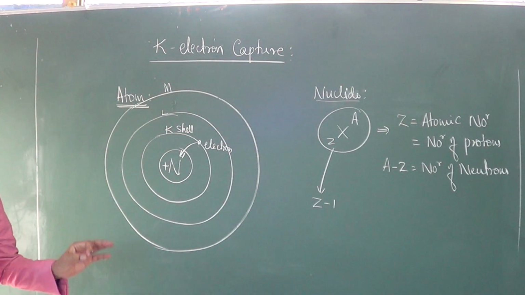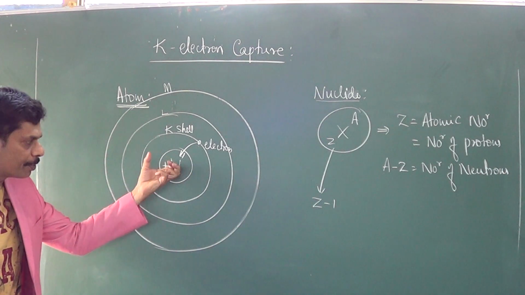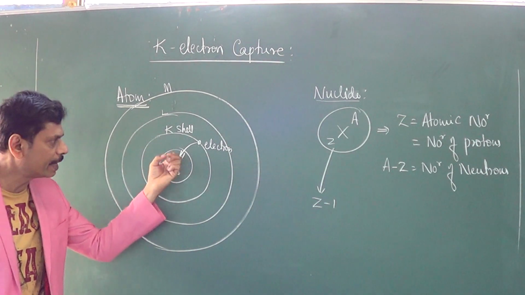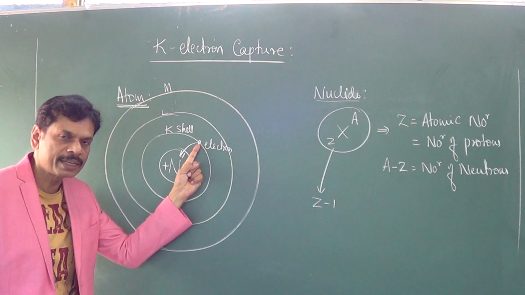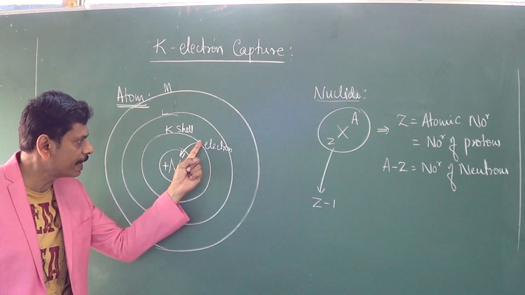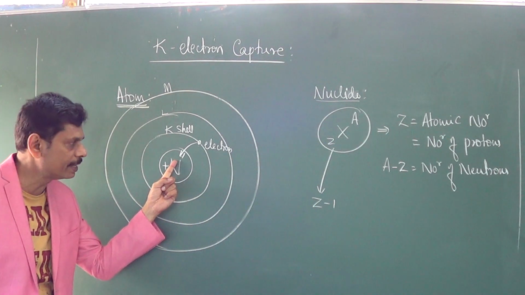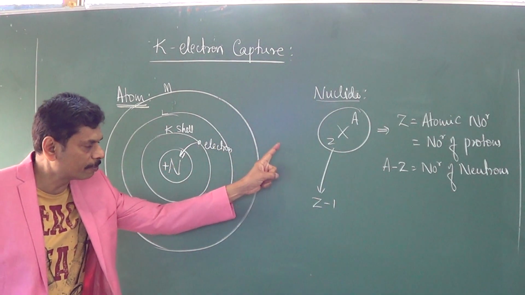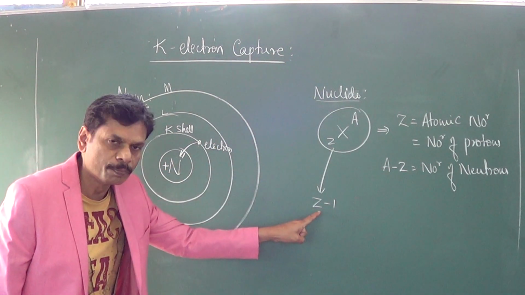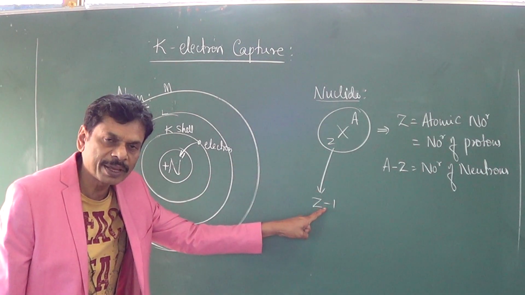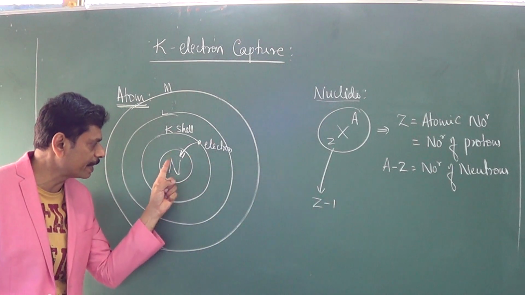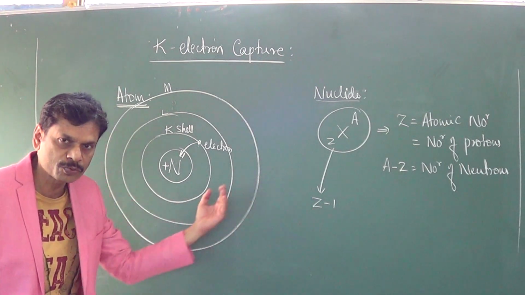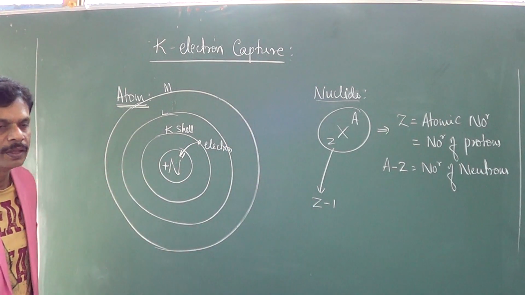So the meaning is this: when the nucleus is in an excited level, the electron closest to that nucleus is the K shell electron. This K shell electron falls inside and is absorbed by the nucleus, and hence the number of protons is reduced by 1. Z becomes Z minus 1 because the electron interacts with a proton. I can consider that initially the number of protons is equal to Z.